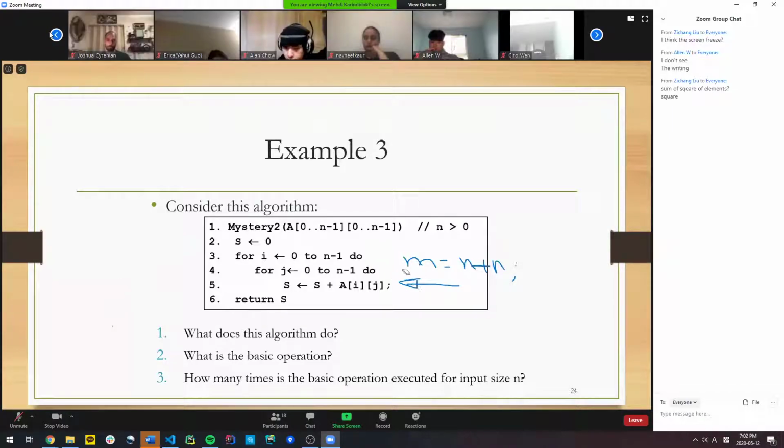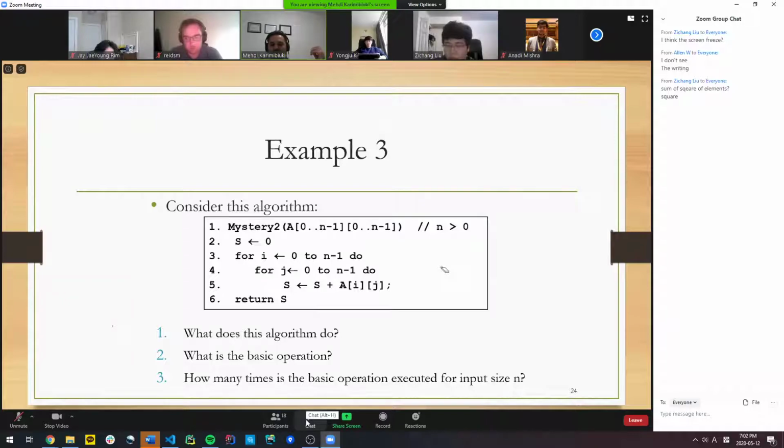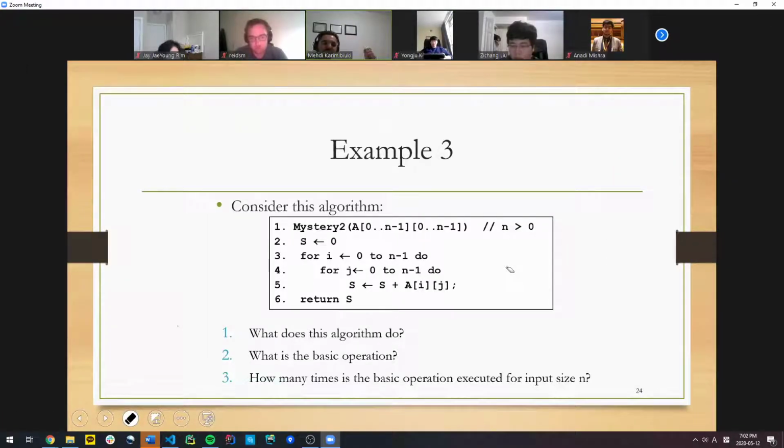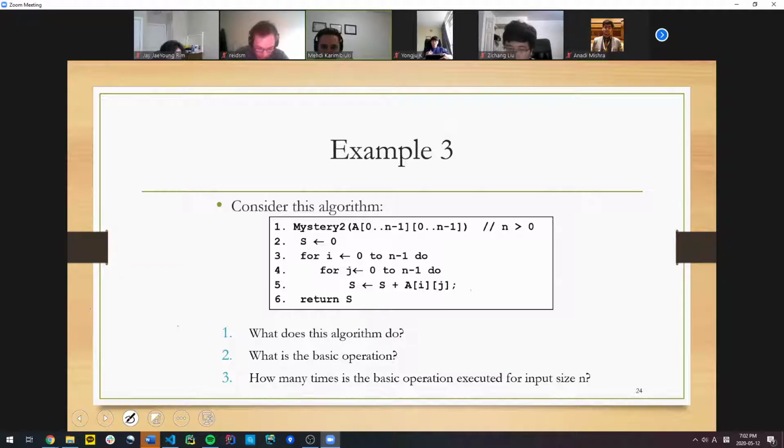The last question is, once we have identified it, how many times is the basic operation executed for input size n? We have to resort to sigma notation for this. I said for every basic operation, we use the constant value 1. So we have a basic operation, line number 5. I use a pen here. So I say this is one basic operation.